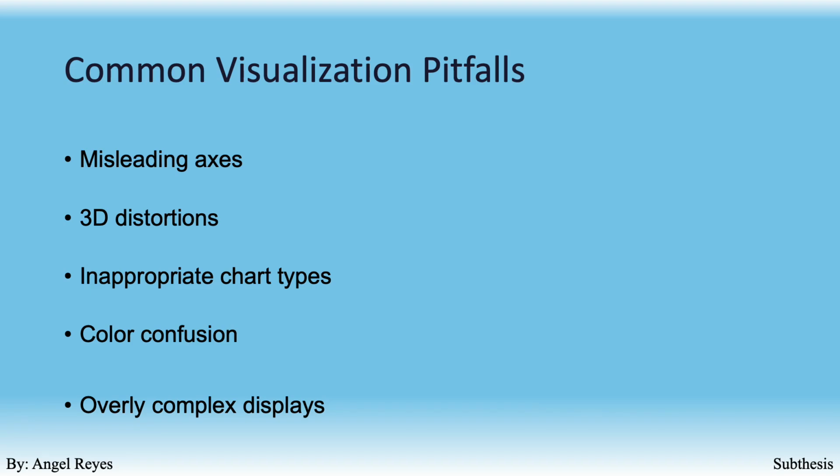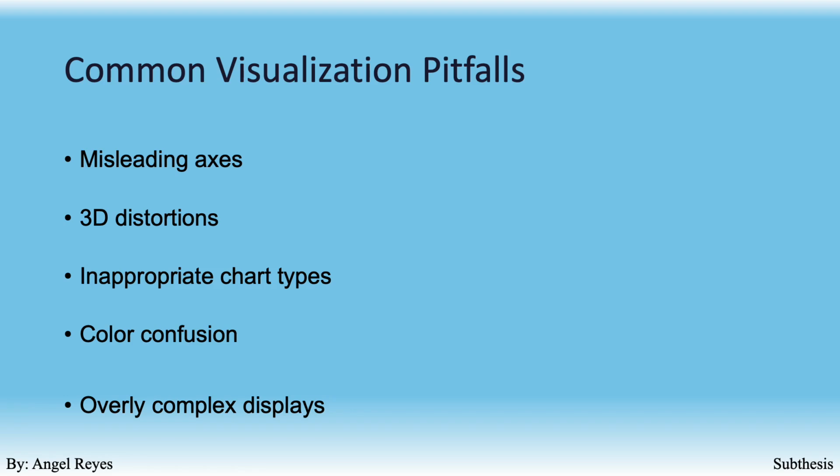Even well-intentioned visuals can mislead if not carefully designed. Misleading axes, such as non-zero baselines, can exaggerate differences or trends. 3D effects often distort data relationships and should generally be avoided. Choosing the wrong chart type can obscure meaning. For example, using a pie chart when a bar chart would be clearer.